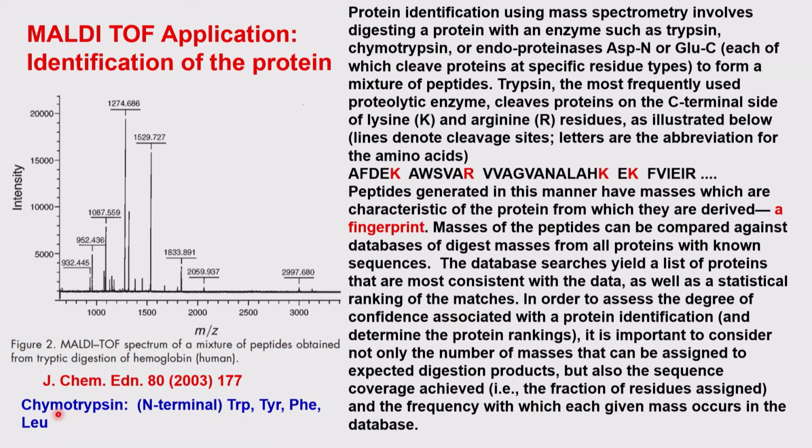So, if you use chymotrypsin instead of trypsin, this will break on the N terminal side of the polypeptide, at the tryptophan, at the tyrosine, phenylalanine, leucine. These are the kind of things. So, one time you can do with trypsin, one time with chymotrypsin, one time you can do another peptide if you want. So, if you cleave with 3-4 different kinds of enzymes, then you will get the data.